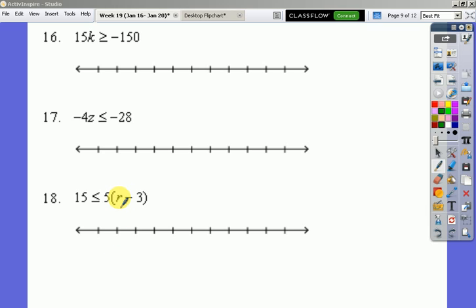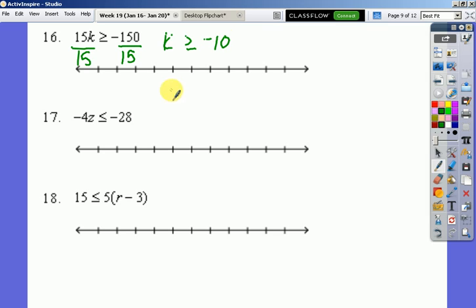How will I solve number 16? Yes. Divide by 15. Do I have to flip the sign? No. Just because there's a negative, remember you do not have to flip the sign. It depends on where the negative is. If the negative is in front of our variable, or if our variable is being divided by a negative, then we flip the sign, but we don't here in this case. So we get k is greater than or equal to what? Negative 10.